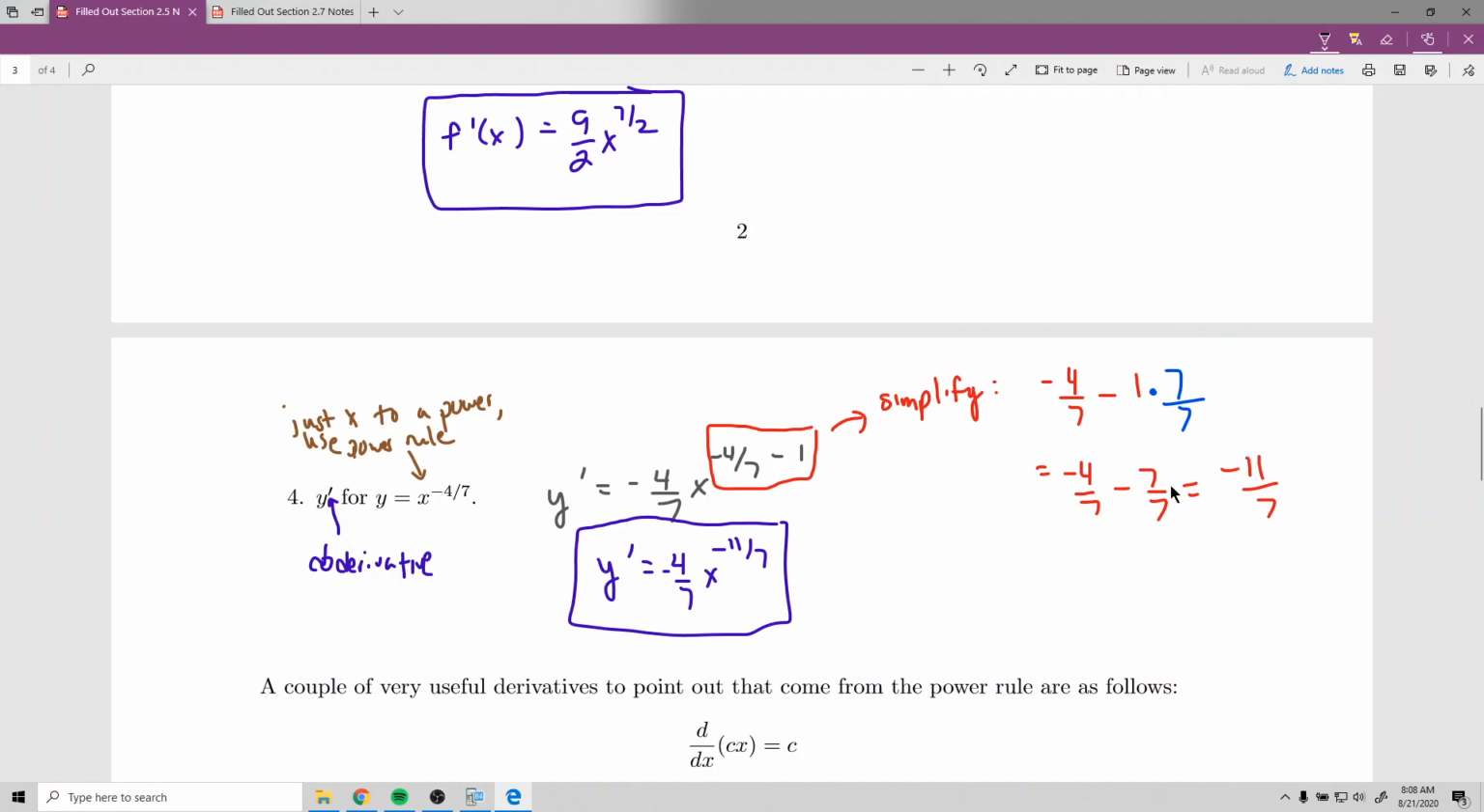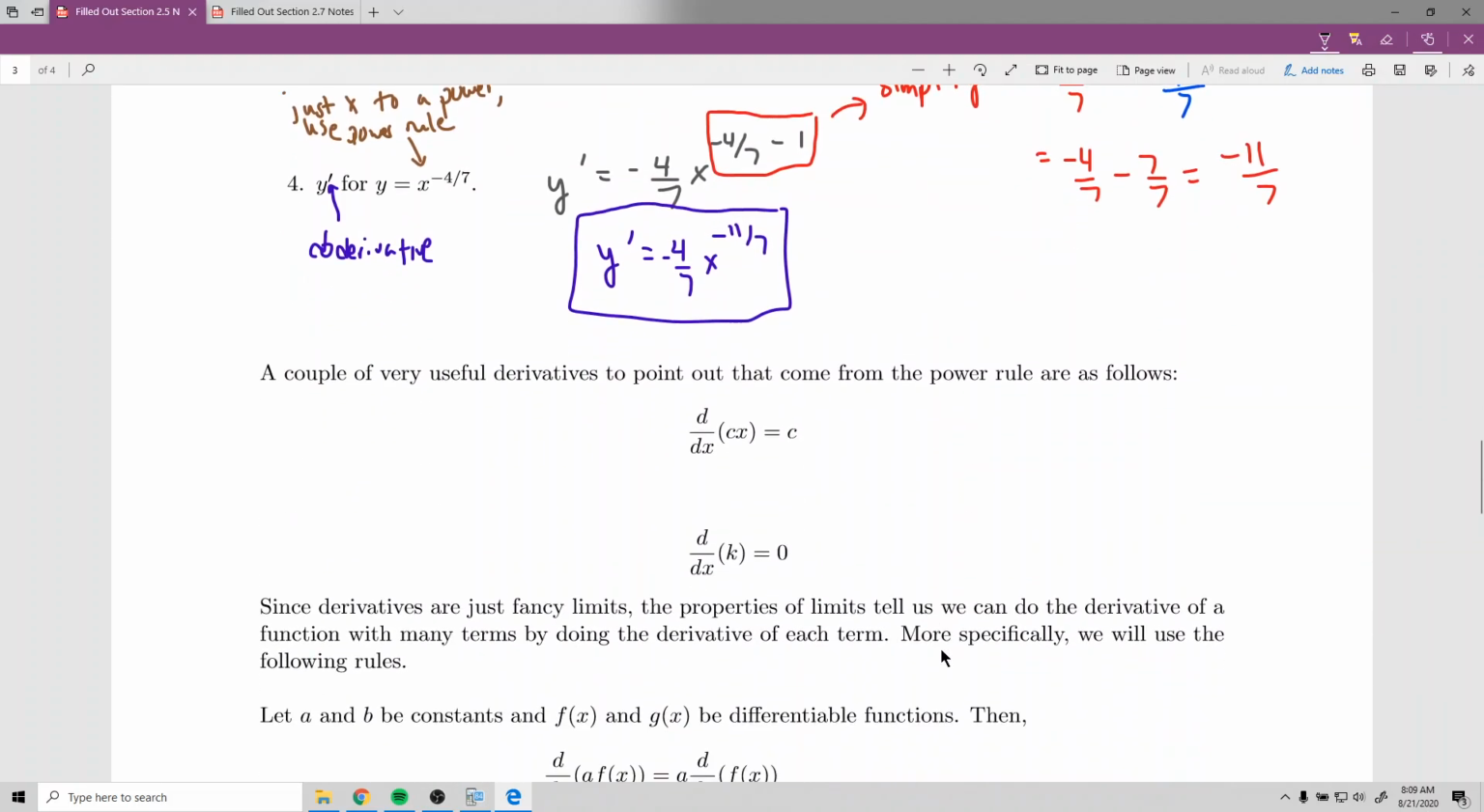All right, now of course not all functions are going to be just powers of x. When we did the derivative in the last section, through the whole process, what we did was we had numbers and we had additions and subtractions. We didn't have just x and x to a power. All right, so there's a few properties that are very useful to point out. The first two here come from the power rule. And the first one says the derivative of a number times x is just the number.